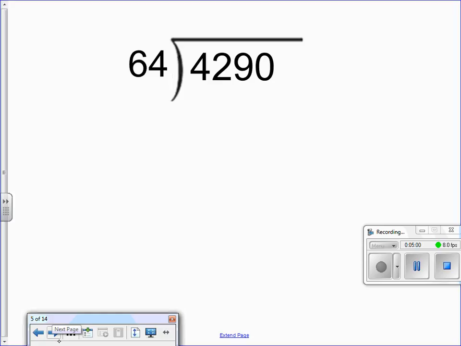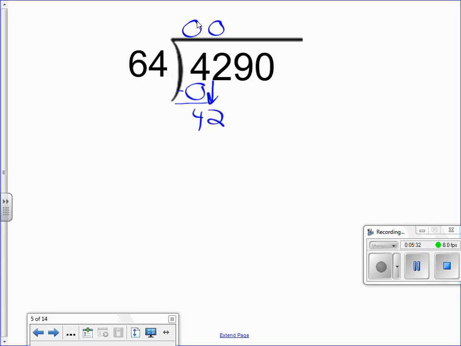Next problem, 64 into 4,290. Take a look here. How many times can 64 go into 4? 0 times. 0, subtract 4, bring down the 2. Same exact routine every single time. Can 64 go into 42? It cannot. So I have another 0. You see how my zeros are placed right above straight, nice columns. Let me erase these so it's not too confusing.